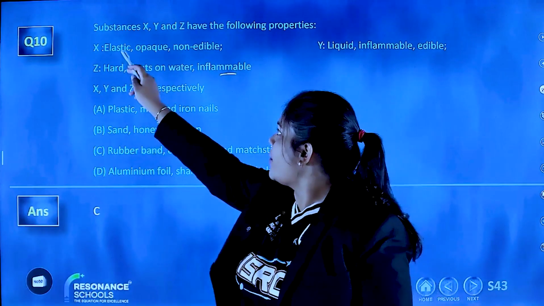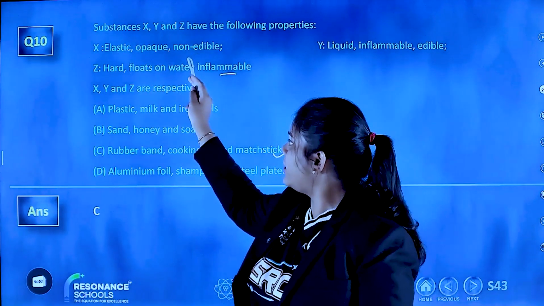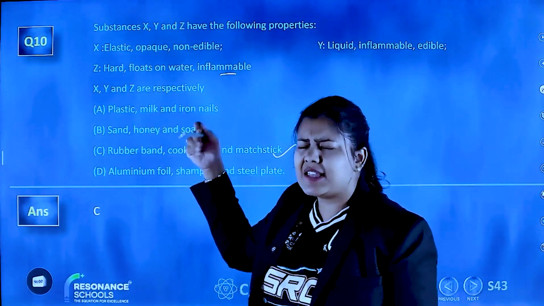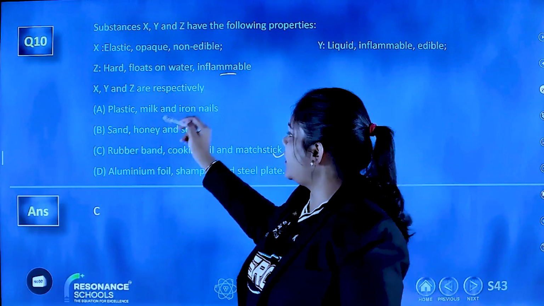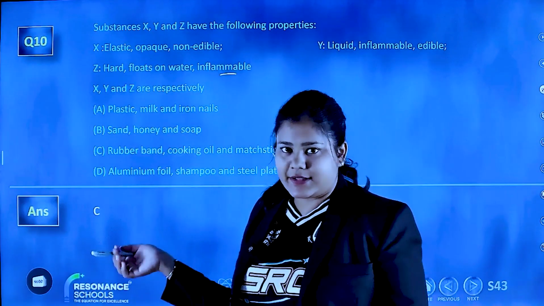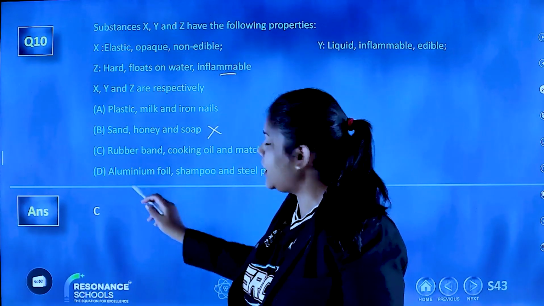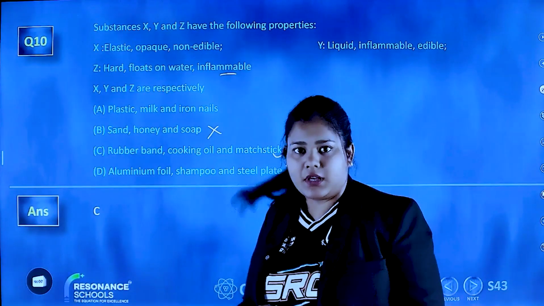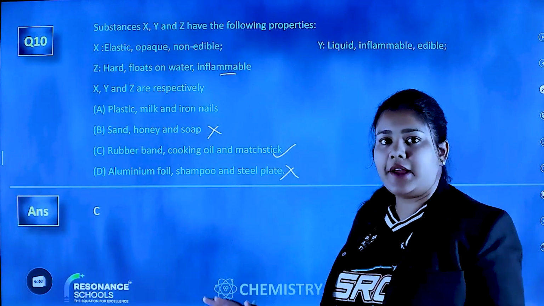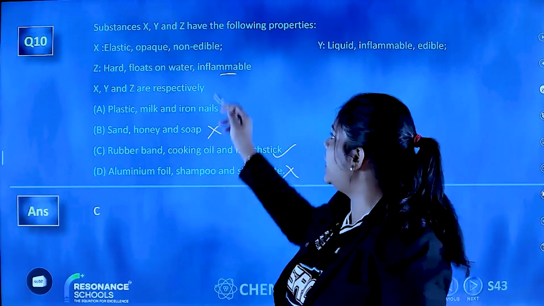So if I talk about X is elastic, opaque, non-edible. So plastic I can see, it is a little bit elastic in nature and opaque also and non-edible. Sand is not elastic. So this cannot be my answer. Aluminium cannot be elastic. So again, this cannot be my answer. So option B and D remain, I just put out option A and C, just looking at the X.